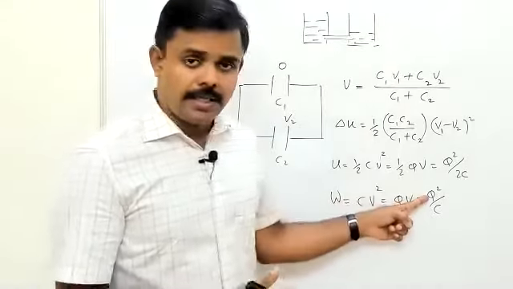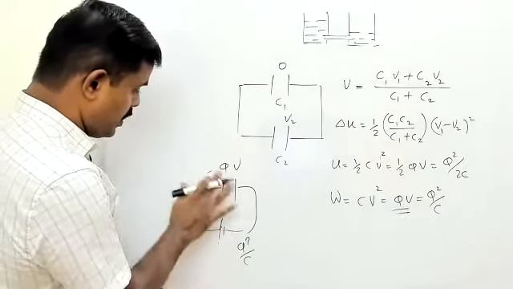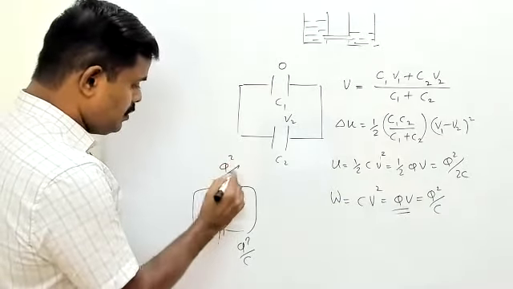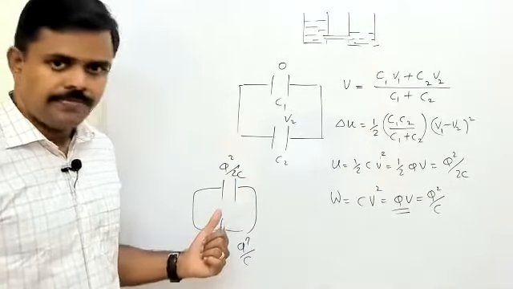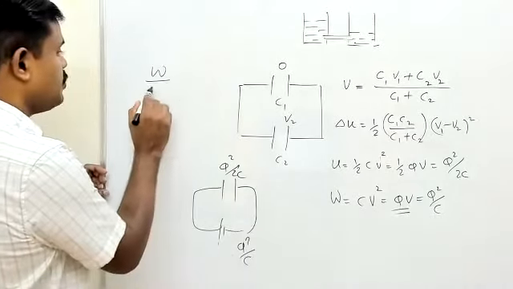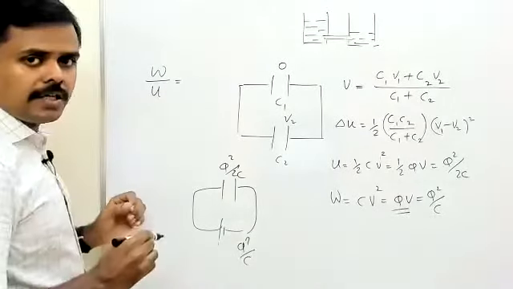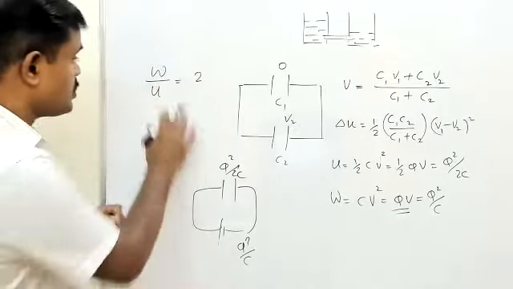Or work done by the cell is Q square by C, but here the energy stored is only Q square by 2C. Where is the other half? The other half is lost as heat on the connection wires. This is a very important question. They'll ask you to find the ratio of work done to energy stored. Work done to energy stored is 2. The ratio of work done to energy stored is 2.